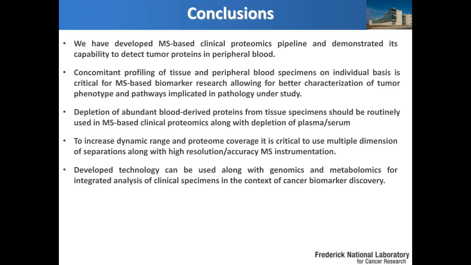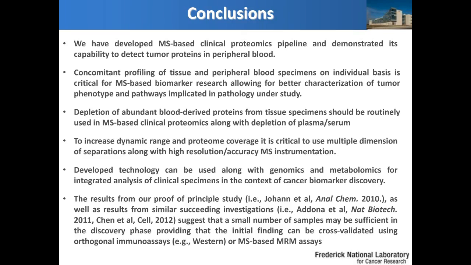So this developed technology can be used along with genomics and metabolomics for integrated analysis of clinical specimens in the context of cancer biomarker discovery. The results from our proof of principle study, as well as the results from similar succeeding investigations from Steve Carr's group and Schneider's group, suggest that a small number of samples may be sufficient in the discovery phase, provided that initial findings can be cross-validated using an orthogonal immunoassay, and then from there one can develop a multiplex ELISA assay and test it in a high throughput manner in huge patient cohorts.